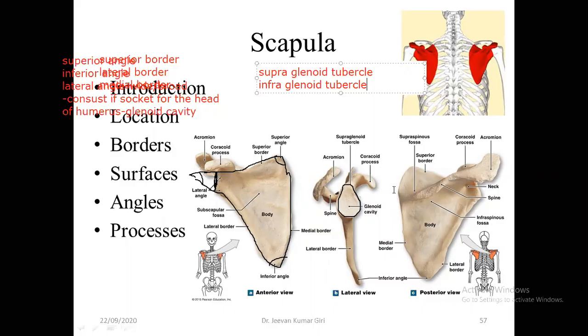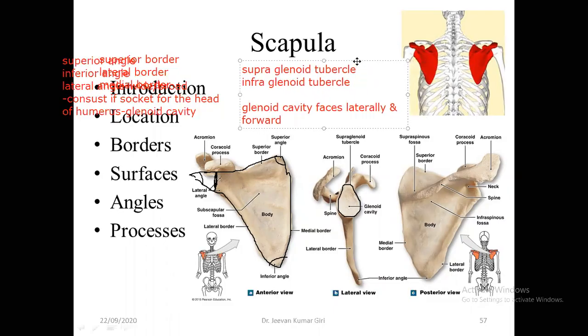Now see, if you look at the orientation of the glenoid cavity, it faces laterally and slightly forward, and slightly upward also. Just remember this thing. So this is about the angle. Now I'll go for the surfaces.